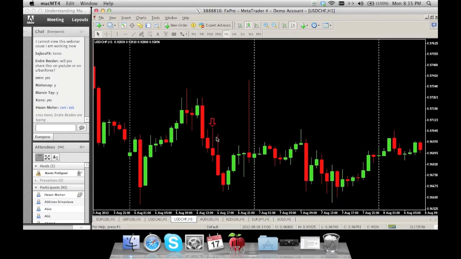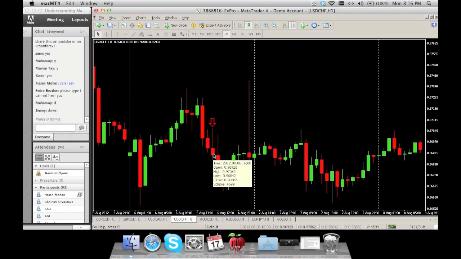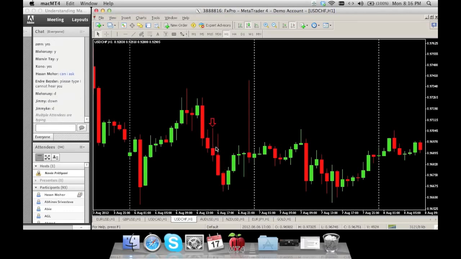Now in a trend continuation pattern, you have this exact same pattern, but upside down. It's the other way. Now, you can see this. Which direction is this trend? Okay, the direction of this trend is down.